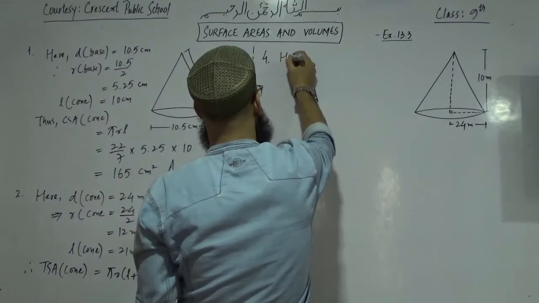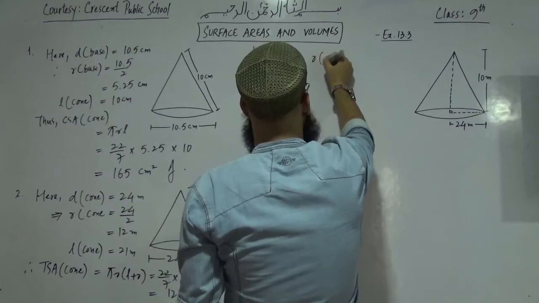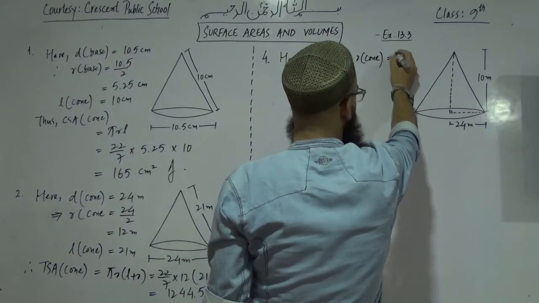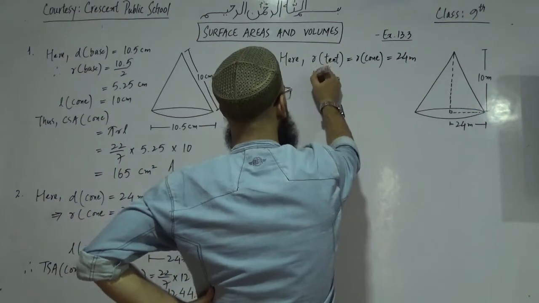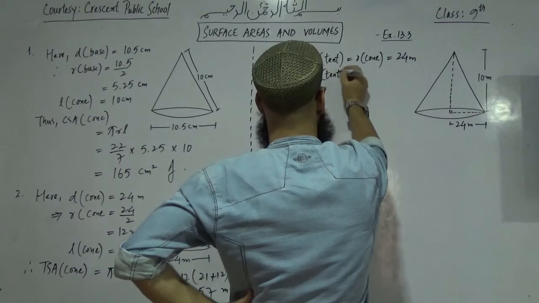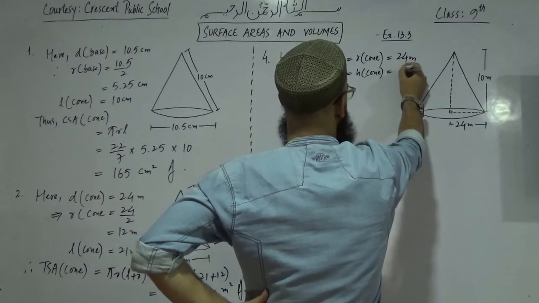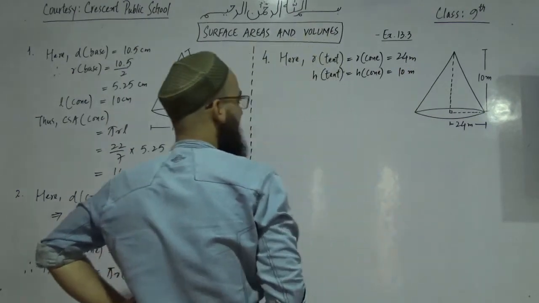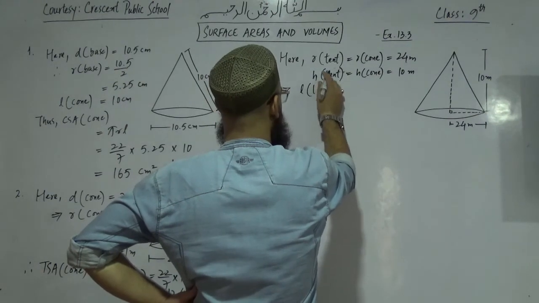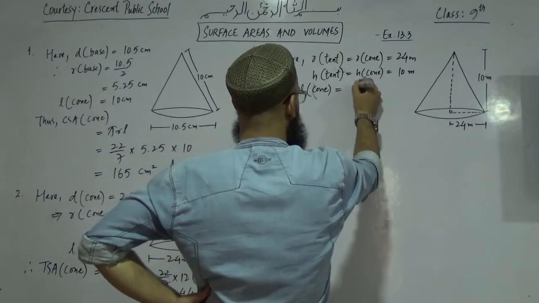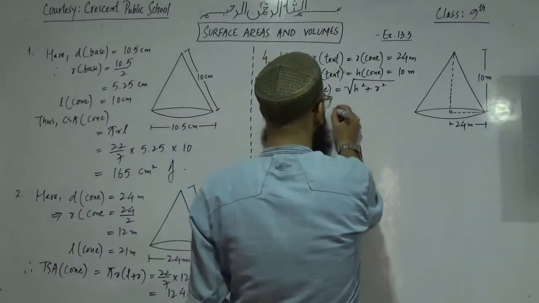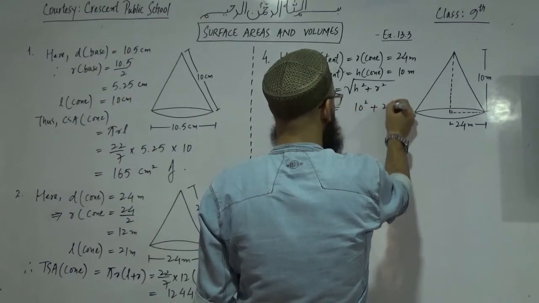Here, the radius of the tent is equal to the radius of the cone, which is 24 meter. The height of the tent is equal to the height of the cone, and it is 10 meter. Which implies that the slant height of the cone, you know there's a formula, square root of h square plus r square. That will give you 10 square plus 24 square.